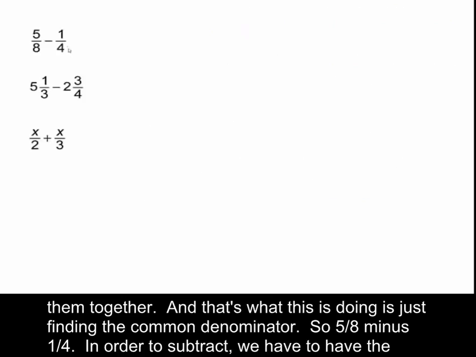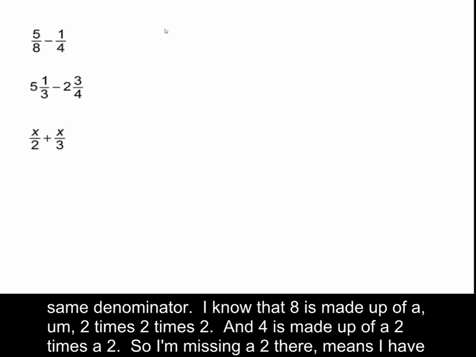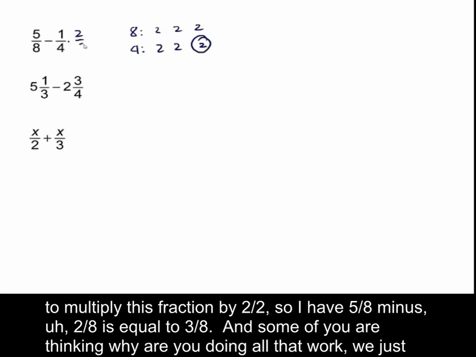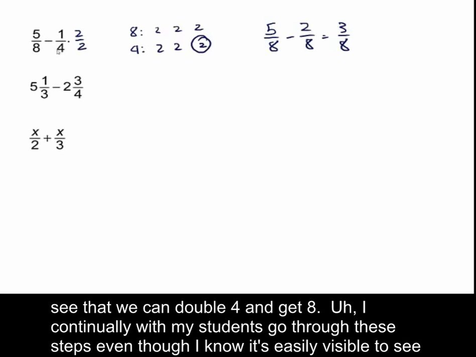So 5/8 minus 1/4. In order to subtract, we have to have the same denominator. I know that 8 is made up of a 2 times 2 times 2, and 4 is made up of a 2 times a 2, so I'm missing a 2 there. That means I have to multiply this fraction by 2/2, so I have 5/8 minus 2/8 is equal to 3/8. And some of you are thinking, why are you going through all that work? We just see that we can double 4 and get 8.